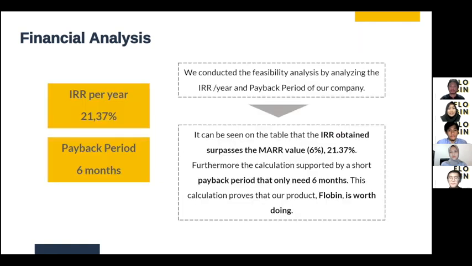Then we conducted the feasibility analysis by analyzing the internal rate of return per year and the payback period of our company. The internal rate of return that we obtained surpasses the market value of 6%, which is 21.37% per year. Furthermore, the calculation is supported by a short payback period that only needs 6 months. With this calculation, it can prove that our product, Flowbin, is worth doing.